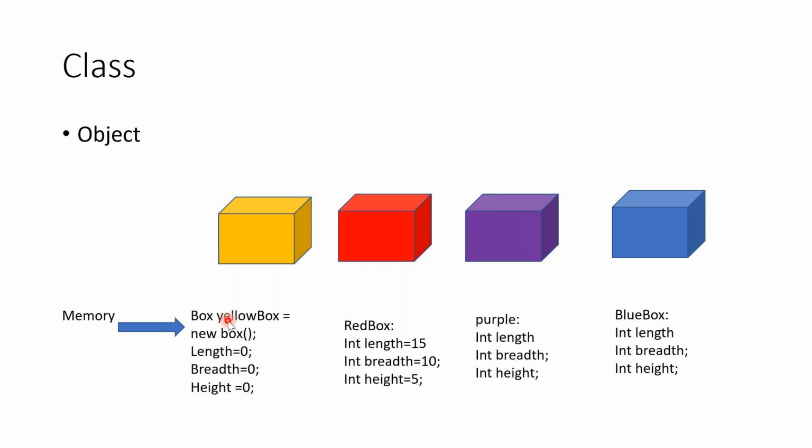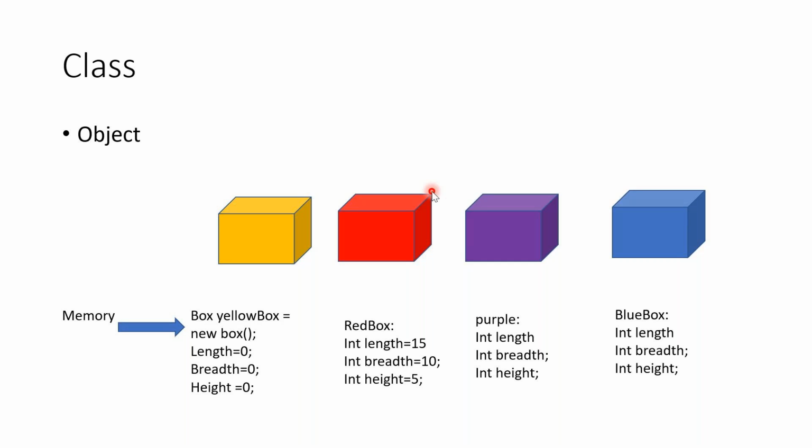Then I feel that I want to create one more box. I have a red box, but the dimensions are different. The same thing I can do: redBox equal to new Box. Then a new place in the memory will be created. There also three variables will be available. That is called the instance variable.